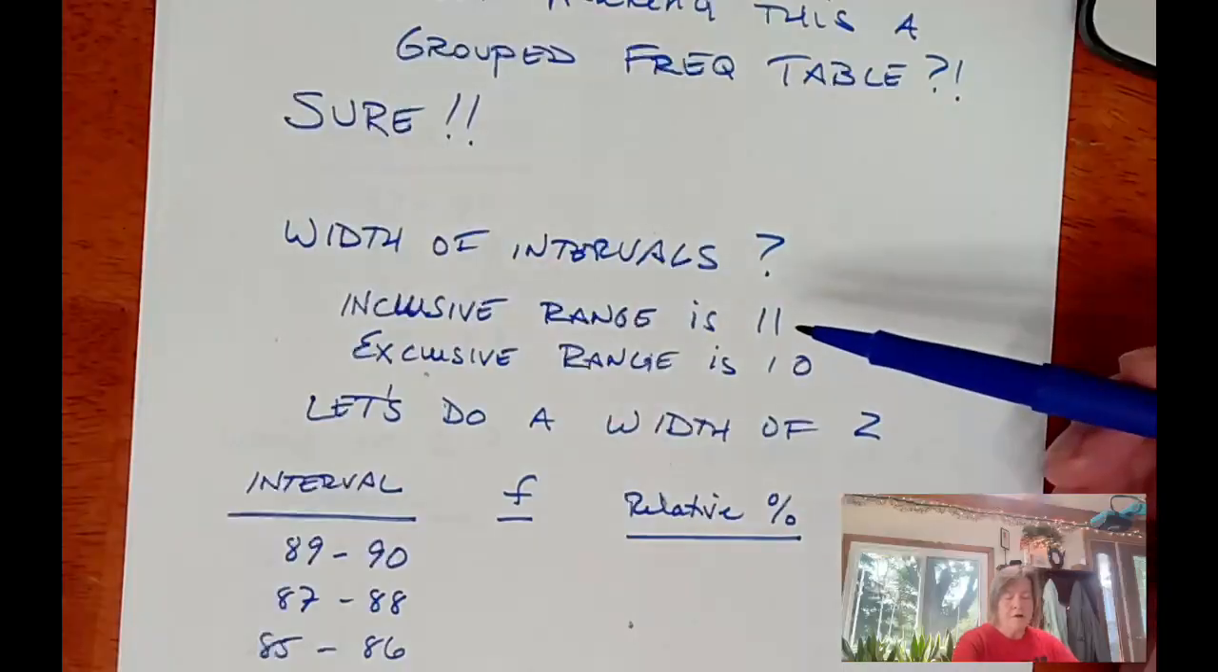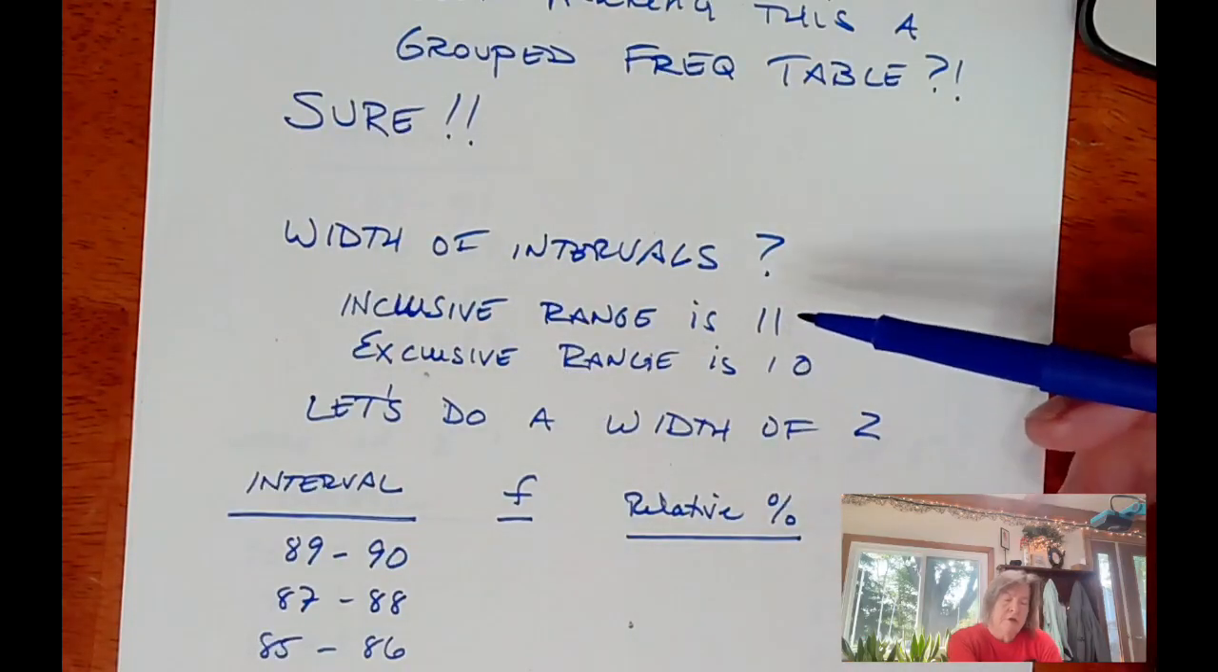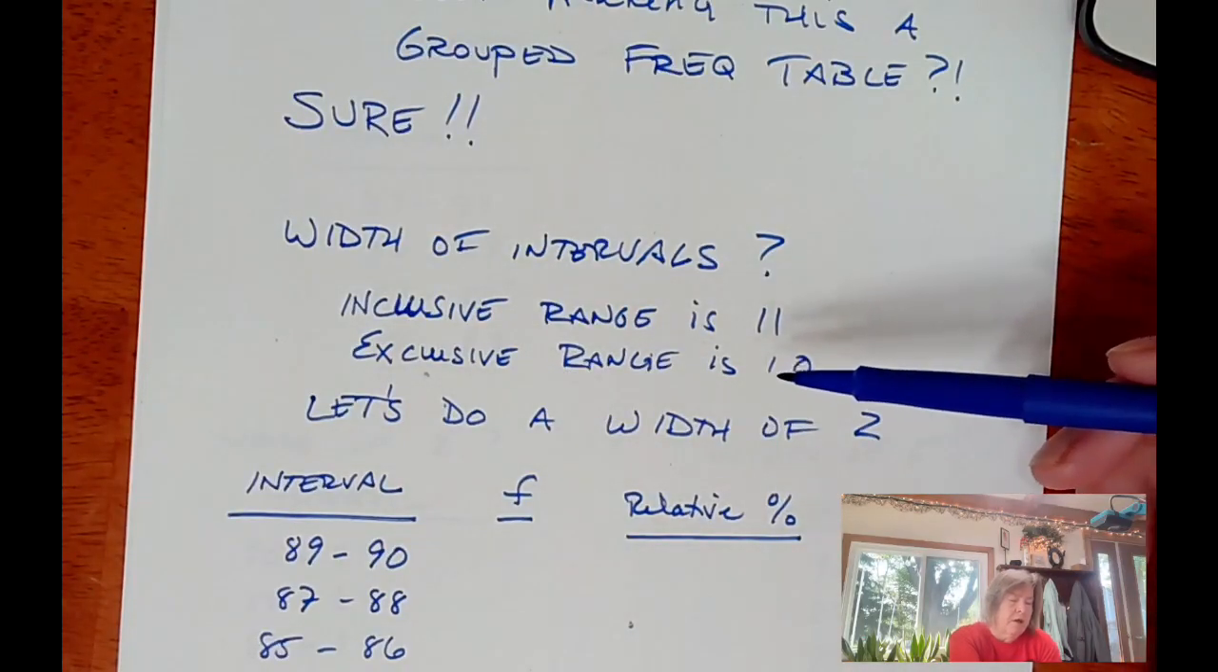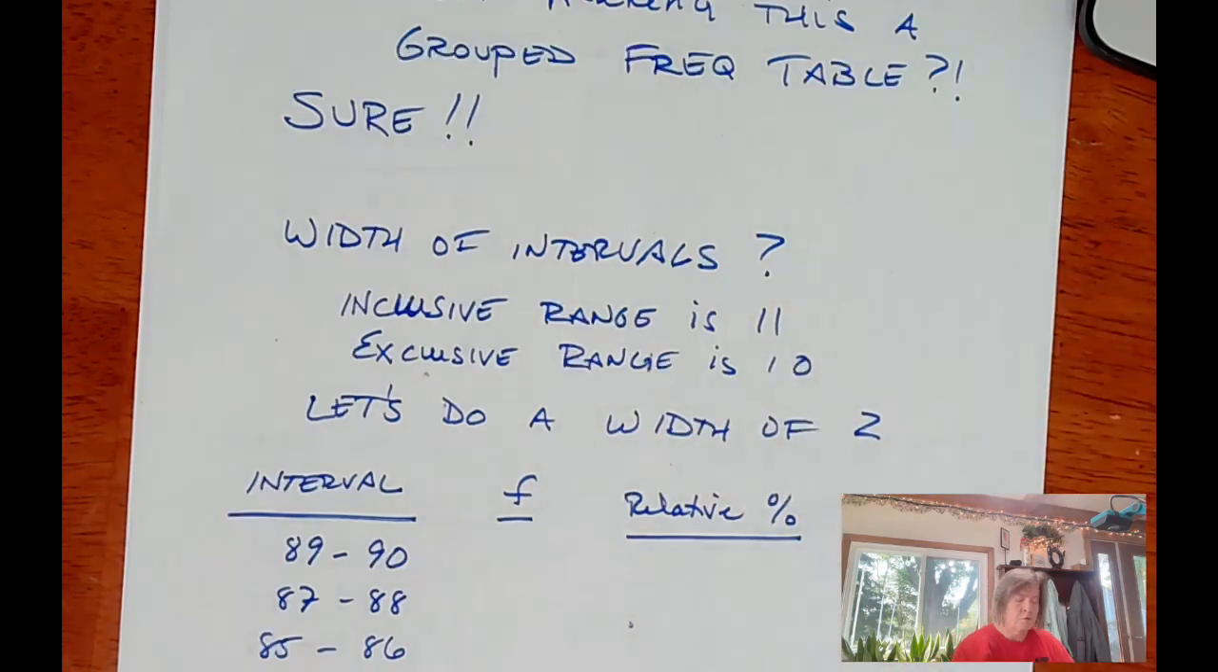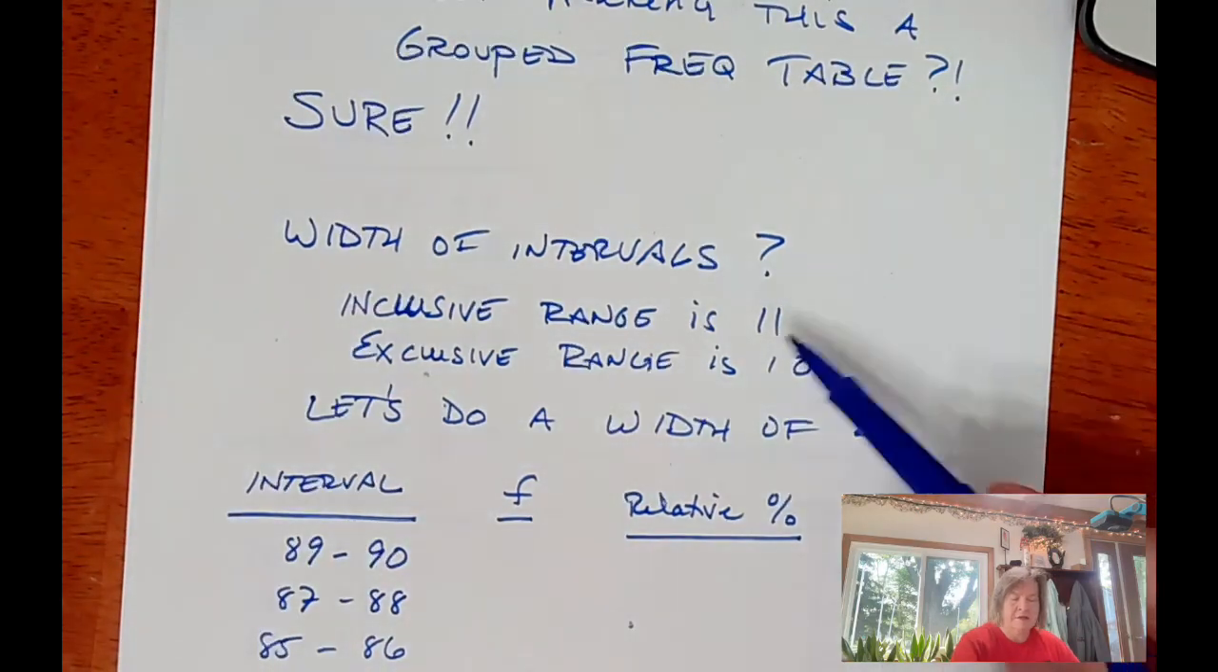One of the things is, if your inclusive range is an odd number, sometimes your intervals won't end exactly the way you'd like. So that's the only reason that this is important.